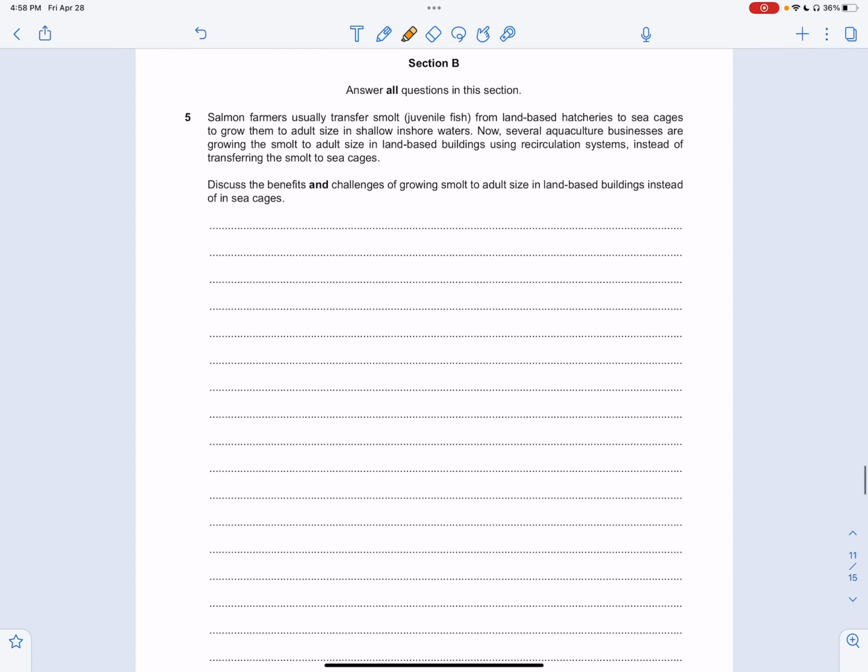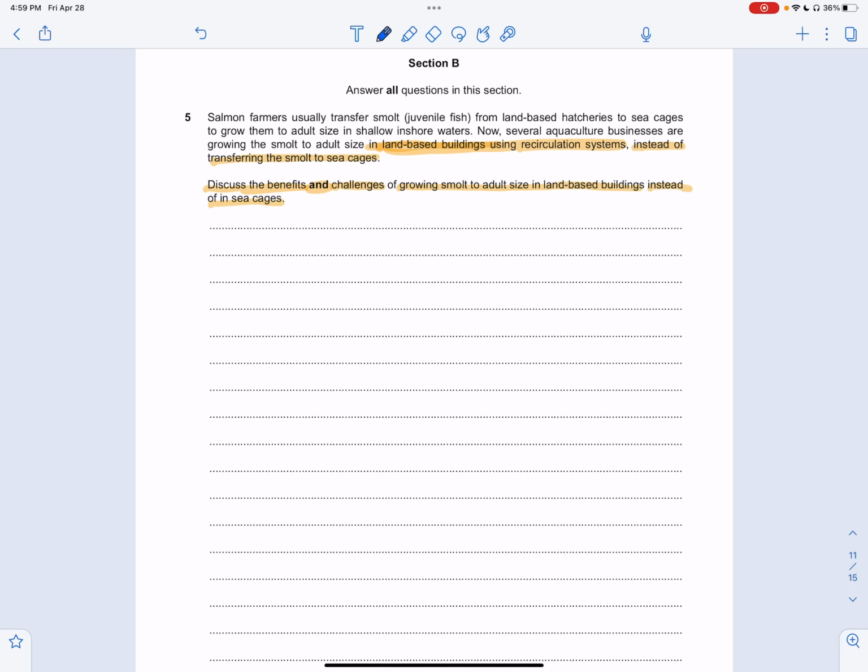All right, so this is covering 8.3 aquaculture. Salmon farmers usually transfer smolt from land-based hatcheries to sea cages to grow them to adult size in shallow inshore waters. Several aquaculture businesses are growing the smolt to adult size in land-based buildings using recirculation systems. So that's like for maintaining the water quality, instead of transferring smolt to sea cages. Discuss the benefits and the challenges of growing smolt to adult size in land-based buildings instead of in sea cages.